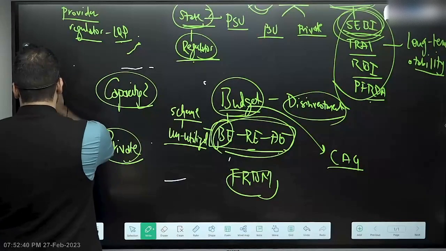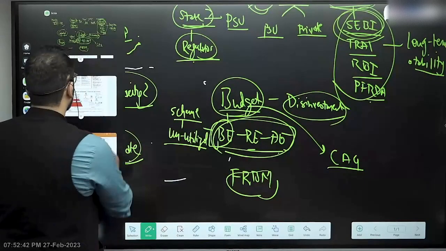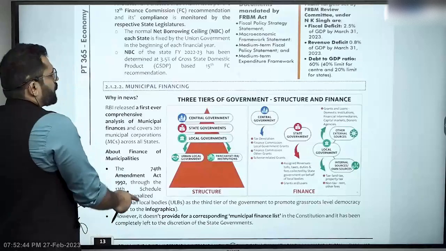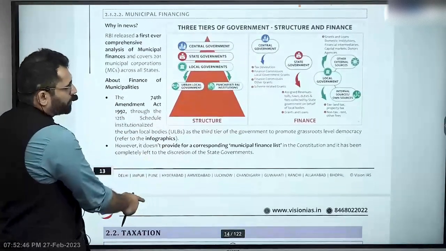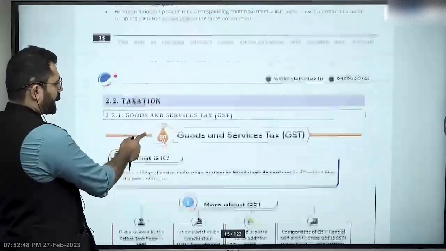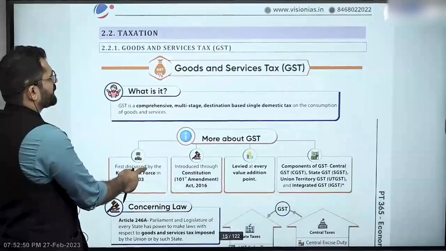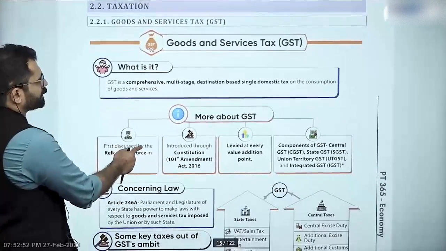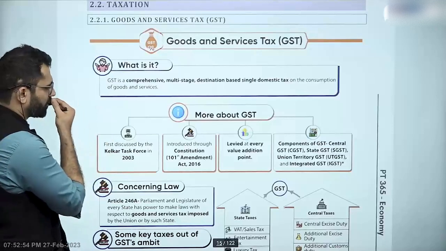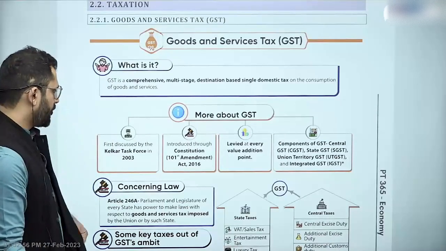This is your state FRBM, Article 293 and municipal financing. Just go through the report, the various factors. Taxation, goods and services tax. A lot of questions have already appeared on GST.